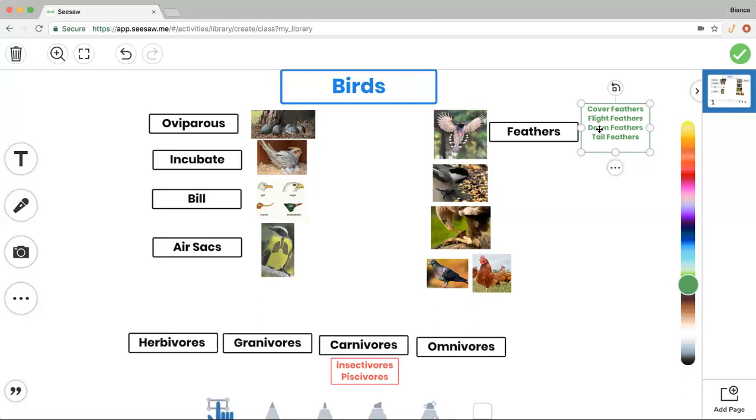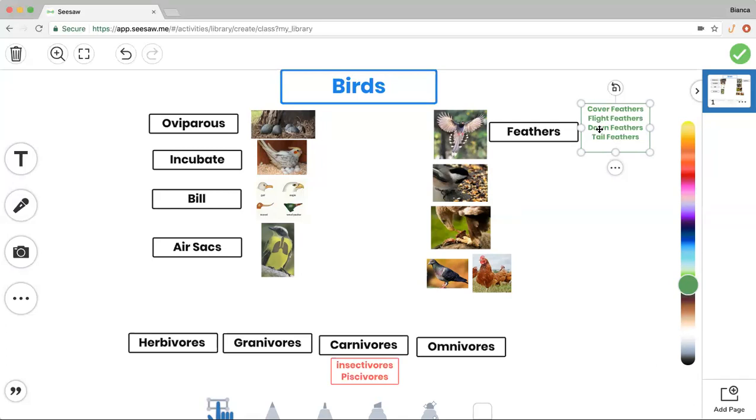So anytime you hear flight feathers, you are only looking at those feathers in the wings. The third type of feathers that birds have are called down feathers. Can you say that with me? Down feathers. So when you're looking at a bird, down feathers are found on the bird's chest and on their belly. And the reason why these feathers are so important is because that's what helps maintain their body at a constant temperature. So these birds are warm-blooded like us.